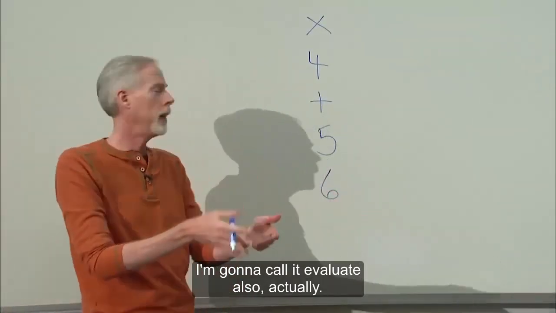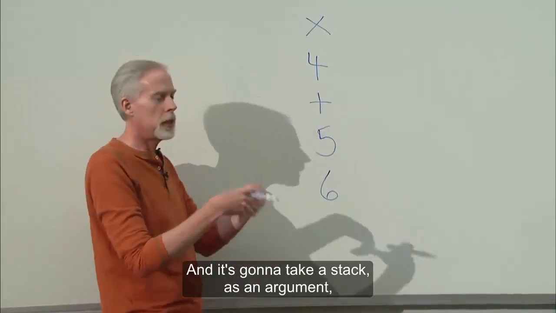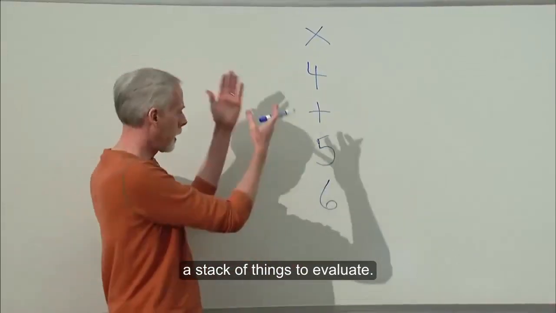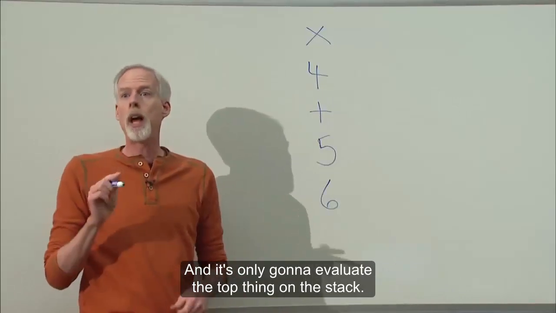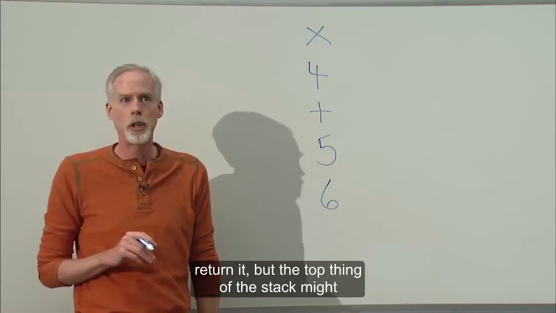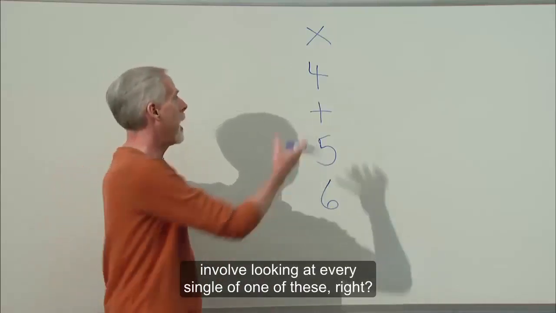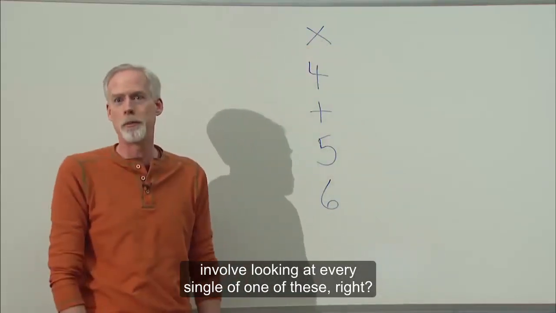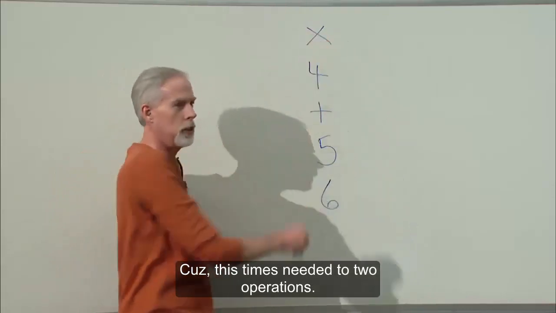I'm going to call it evaluate also, actually. And it's going to take a stack as an argument, a stack of things to evaluate, and it's only going to evaluate the top thing on the stack. That's it. It's just going to evaluate the top thing on the stack and return it. But the top thing on the stack might involve looking at every single one of these, right? Because this times needs its two operations.